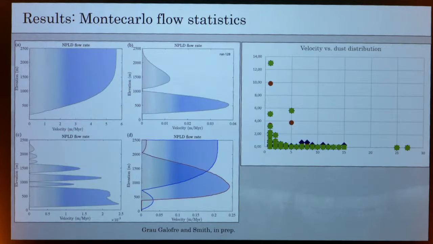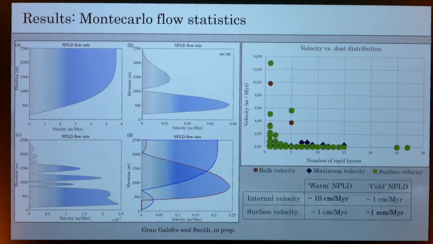So if we look at the flow statistics from Monte Carlo, these are several different profiles, playing with dust content and viscosities and thickness of the different layers, you can see how much it can change, right? But if you look at the right plot, essentially this is velocity versus dust distribution. The velocity is on the y-axis, those are meters per million years, and the number of rigid layers is at the bottom.